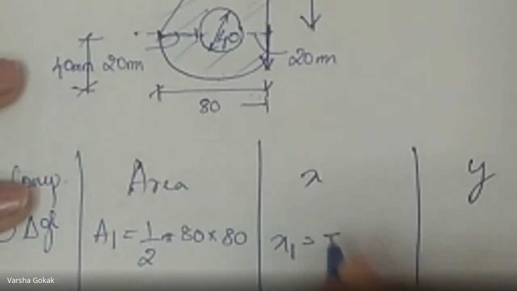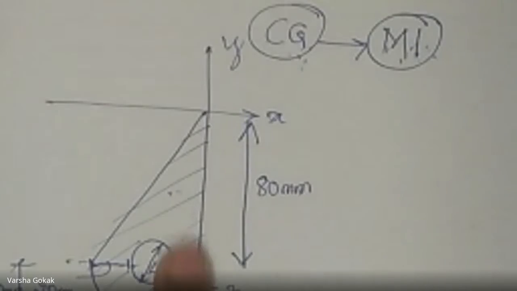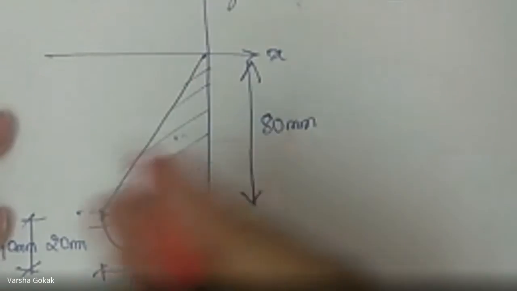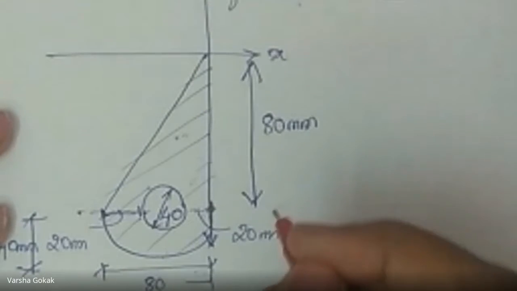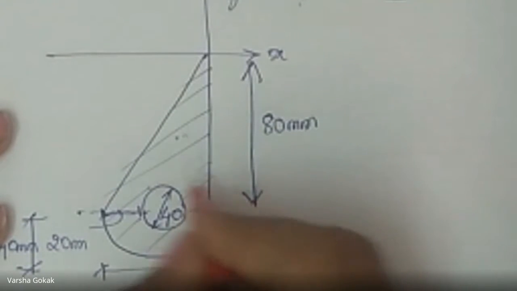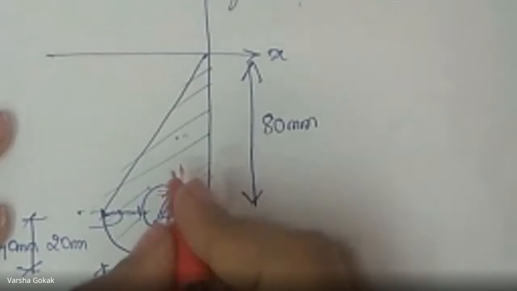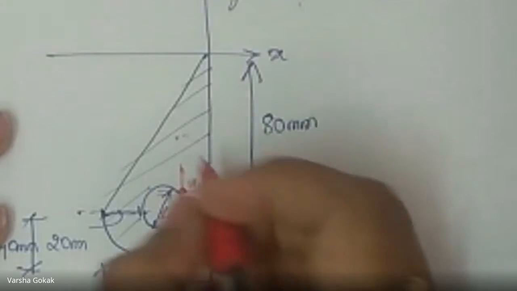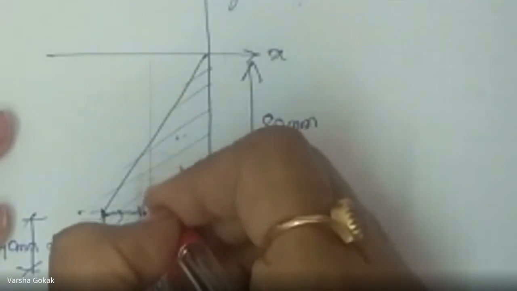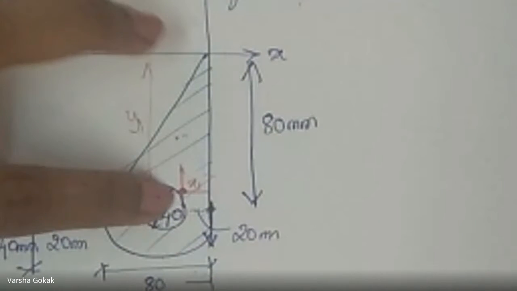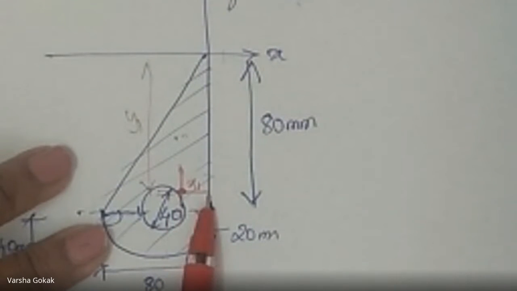I know it is going to be negative because it is in the third quadrant. Now look at this diagram. For this particular triangle, the CG is going to be where? Near the 90 degree. Where is the 90 degree? This is the 90 degree. So CG is going to be here somewhere, right? So this distance is going to be my x1, and from here to here is going to be my y1. Am I right? So up to this point is y1 and this point is x1.